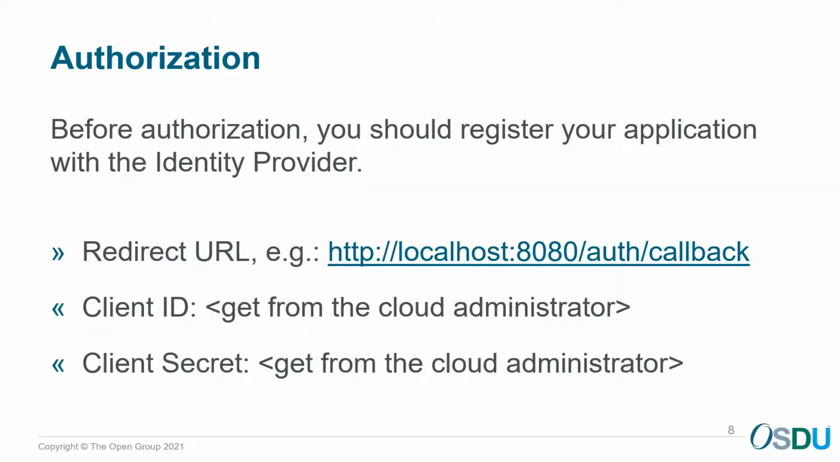So before starting, you should register your application with the identity provider. Typically, you provide some information to the OSDU instance or a cloud administrator in your organization. One of the parameters is the redirect URL. This is the endpoint that will be listening for the information returned from the identity provider. The cloud administrator will give you a client ID and client secret. These are the credentials that your application, the client, will be using for client authentication.